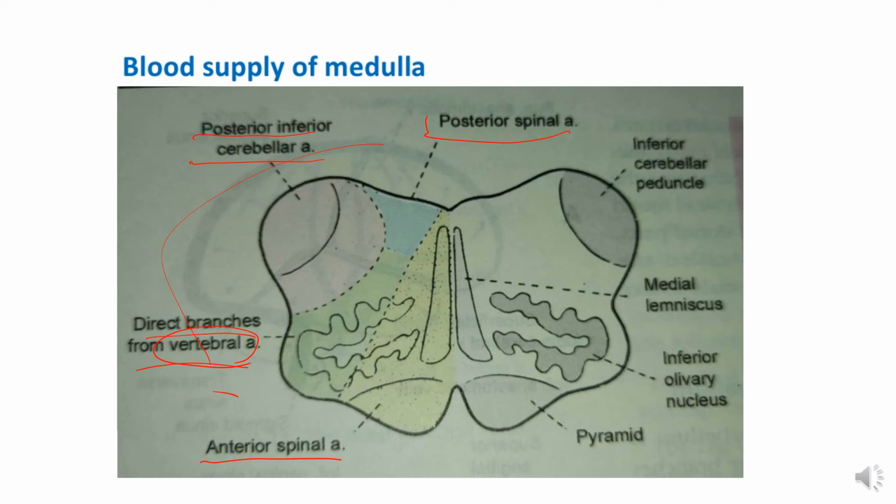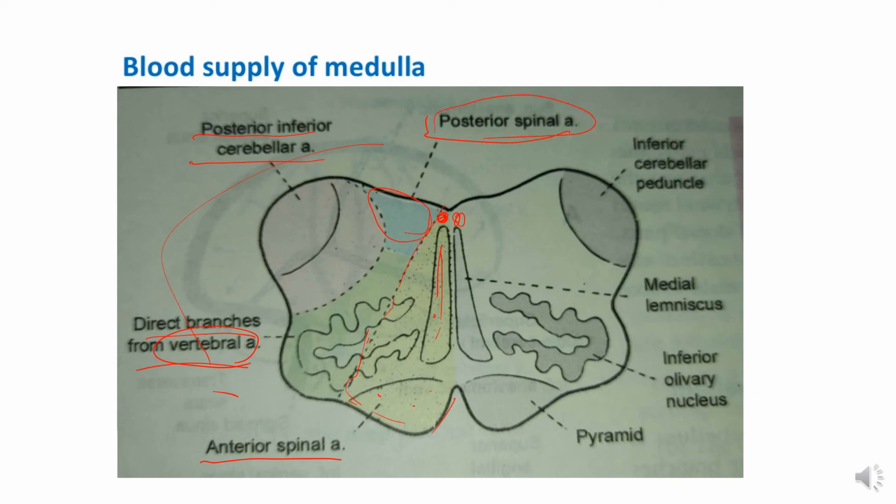The anterior spinal artery supplies a triangular area next to the midline. This area includes the pyramid. You can see here it is shown in the yellow part. This includes the pyramid, the medial lemniscus, and the hypoglossal nuclei. The posterior spinal artery supplies a small area, including the gracile and the cuneate nuclei. So the gracile and cuneate nuclei, the posterior area, are supplied by the posterior spinal artery.